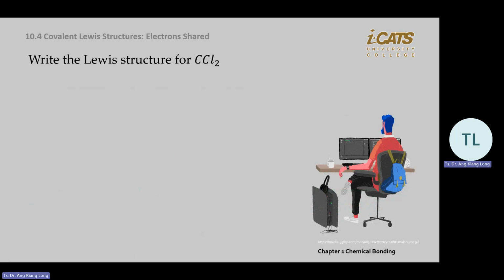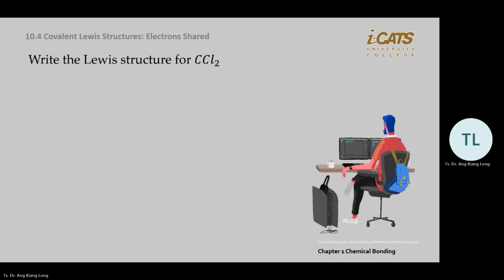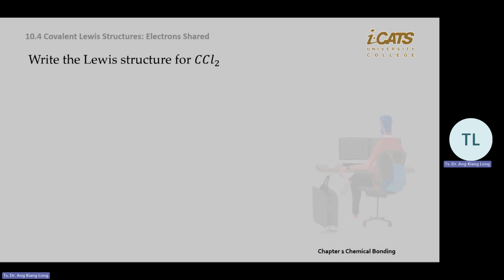Right. Now CCl2, carbon chloride, the same procedure, are you able to do? Write the Lewis structures, so that at the end you can see the bonding: the double bond, single bond, double bond, triple bond. So the first step is to write the skeletal structure. So same, you repeat the same steps. You move the elements together.